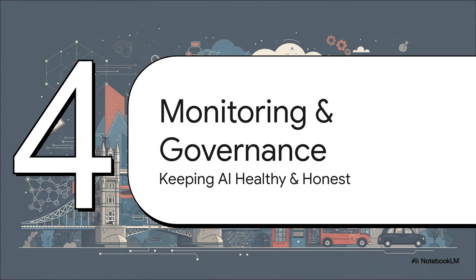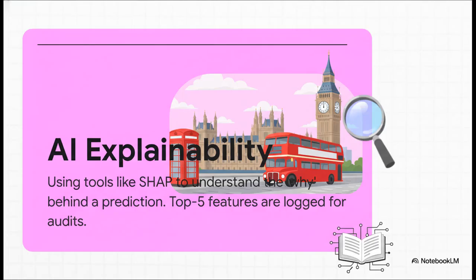Okay, so the model is live. But deployment isn't the finish line. Nope, it's really the starting line. Welcome to Stage 4, Monitoring and Governance. This is where you make sure the AI performs as expected in the messy real world, and that it stays healthy, honest, and compliant. And a massive piece of governance, especially in the enterprise, is explainability.